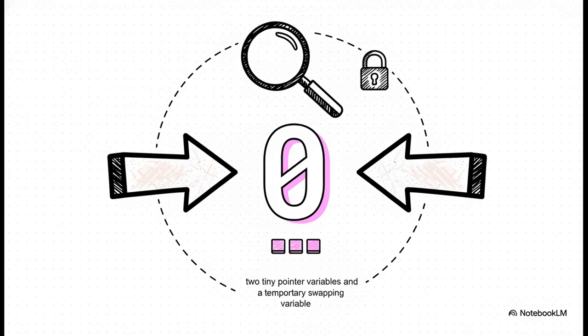But here is the massive victory. The crucial point is that we achieved constant space, or O(1) space complexity. We completely eliminated that heavy secondary array from the brute force approach. We solved the whole thing completely in place using just 2 tiny pointer variables and a temporary swapping variable. This is optimal algorithm design at its absolute finest.